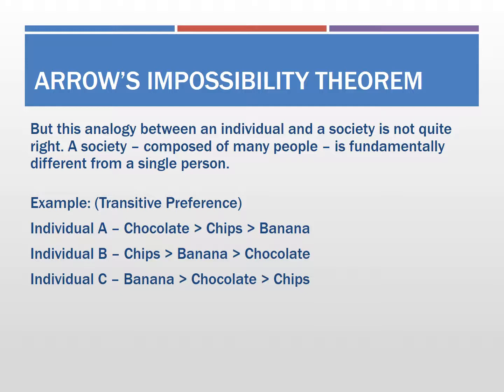However, given that every single person in the society might have their own preference for what they want most, it's not necessary that they will always come down to one specific conclusion that everyone will agree on. For example, let's say we have a society with 3 individuals, and every single one of them has a transitive preference. What is a transitive preference? Basically, it is a preference where the individual ranks what they like most for certain things in life. As an example, let's say individual A prefers chocolate over chips, and also prefers chips over banana.